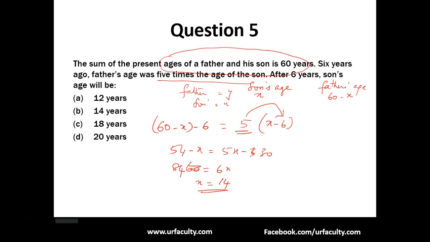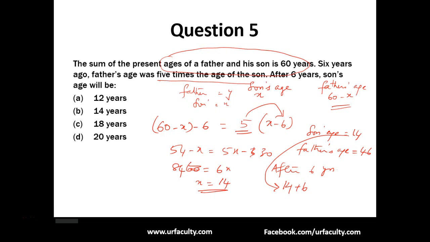So when x is equal to 14, son's age is 14. Father's age, we don't need that actually here, but I'm just doing it for our understanding, will be 46 because it is 60 minus x. Now what is the question? After 6 years, what will be son's age? After 6 years, you take this value 14 plus 6 is equal to 20. So here we have the answer.